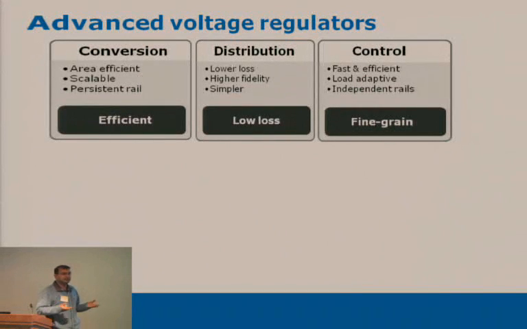It also helps with your distribution losses, because you're converting from high current to low current to high current as close to the point of consumption as possible. You're reducing the parasitics in the distribution to get a better fidelity of the supply. And of course, you have a better control of ramping the voltage up and down.